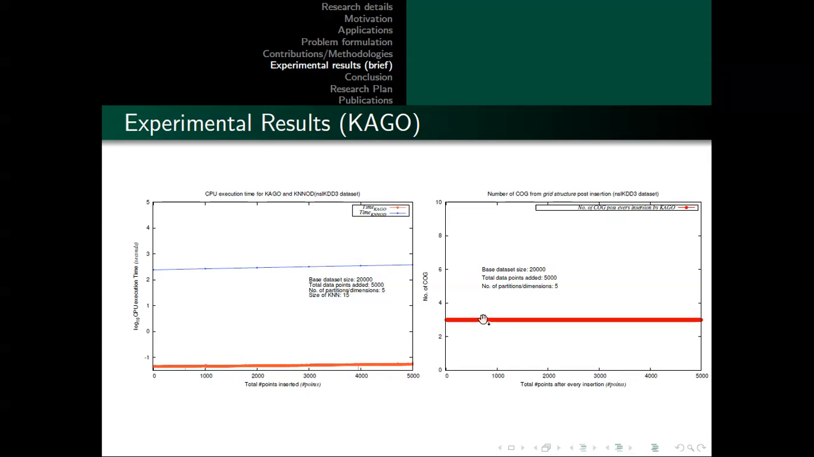One of the reasons is the number of grids which are producing the outliers. So COG means candidate outlier grids. Out of all the grid cells into which the entire data space has been divided, only this many grid cells were producing the outliers. The rest of them were not producing the outliers. So basically, we are targeting only this many grid cells. That has played an instrumental role in saving the time for KAGO as compared to Canard.